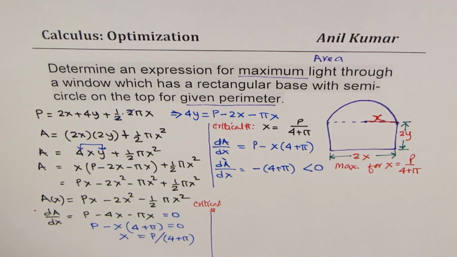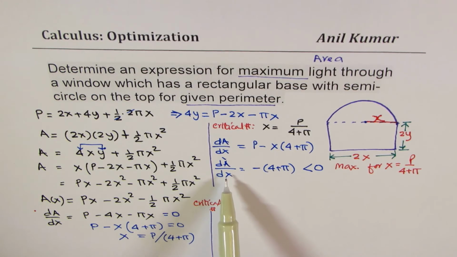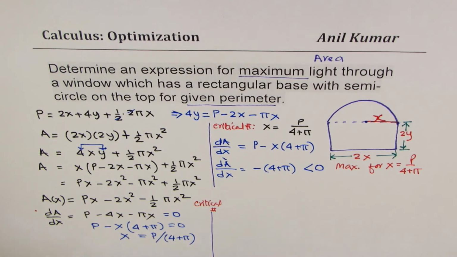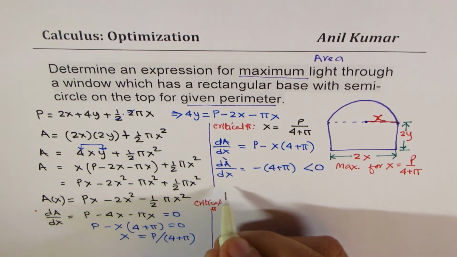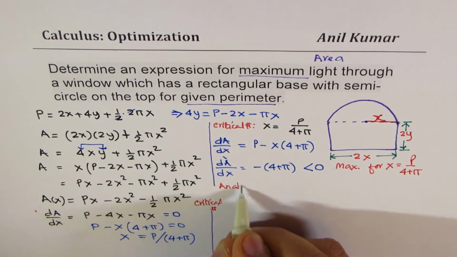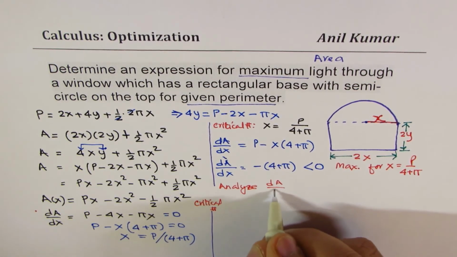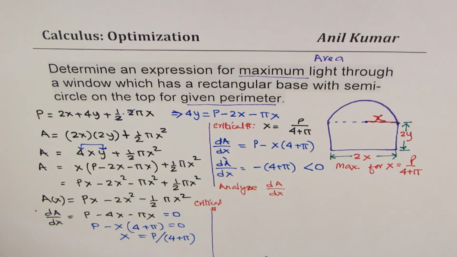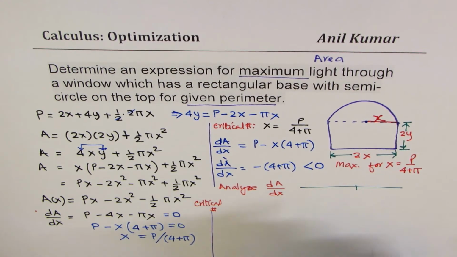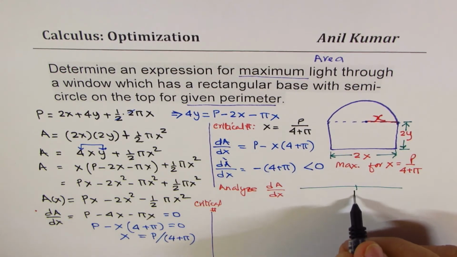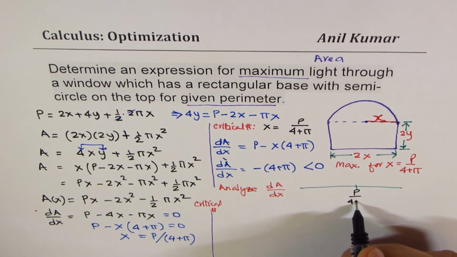Is that correct? So those of you who haven't done the second derivative test can also analyze the first derivative. So let me do that. I'll adopt both methods since some students have not done this. So let's analyze dA/dx, the first derivative, correct? So we have our critical number, which is perimeter over 4 plus pi.